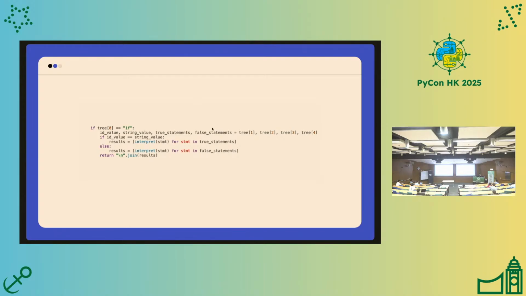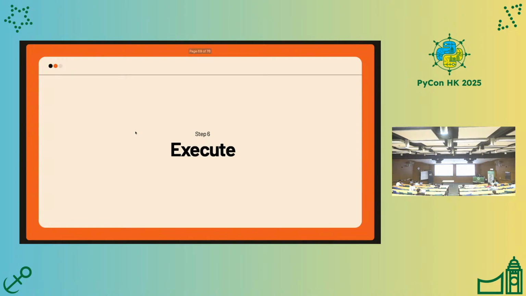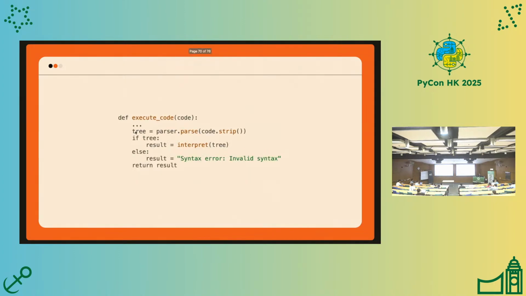Because my system already knows what to expect in the tree structure, it compares the identifier value and the string value. If it's true, it does the true statements. If not, it does the false statements. So this is what executing looks like: I grab all my code, pass it to the parser, and then from that parsed information, I interpret it.